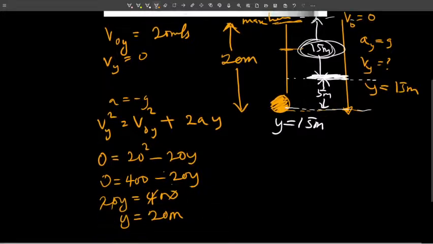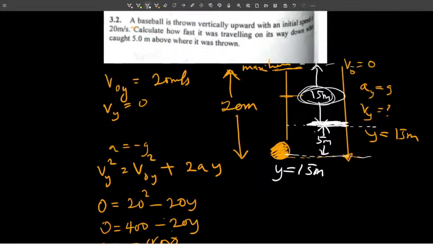I don't know if that's clear. If it's not clear, please talk to me. It was caught 5 meters above the ground. If the total distance was 20 meters, and it was caught 5 meters above the ground, the body has traveled 15 meters before it was caught. Do you understand that? So that means y now is 15 meters.